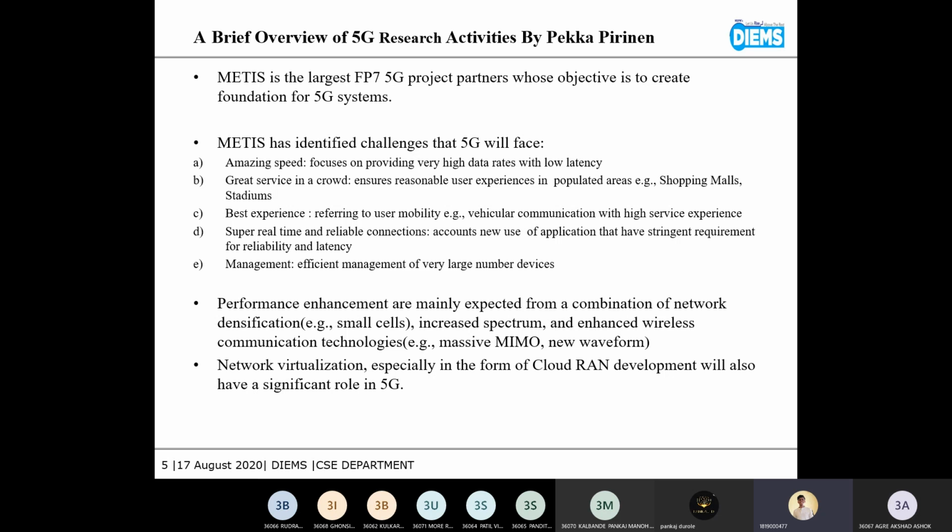The fifth challenge is the efficient management of a large number of devices. As we know, day by day the users of mobile and laptop are increasing. Due to that, 5G has that bandwidth, but the speed of 5G will still be low if the number of users increases day by day. Performance enhancements are mainly expected from the combination of networks for small cells, increased spectrum, and enhanced wireless communication technologies, massive MIMO, and new wavelengths. They are just telling that 5G will have a speed issue in future.